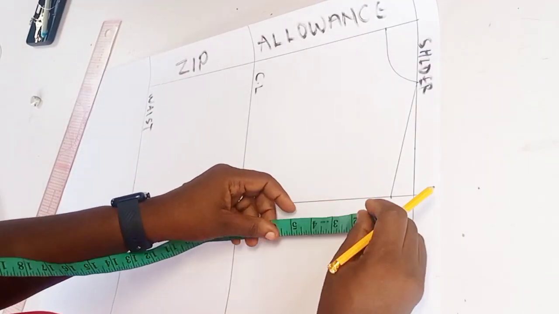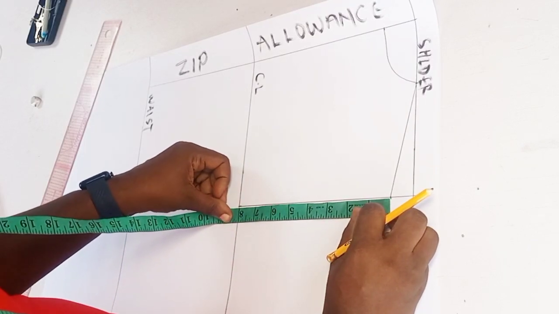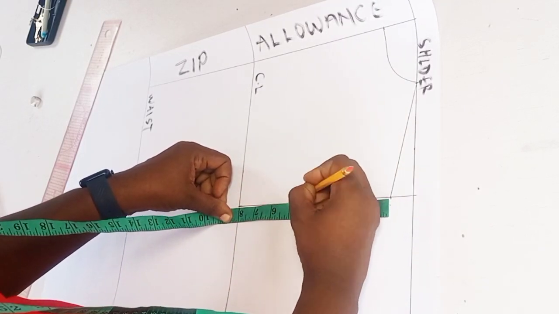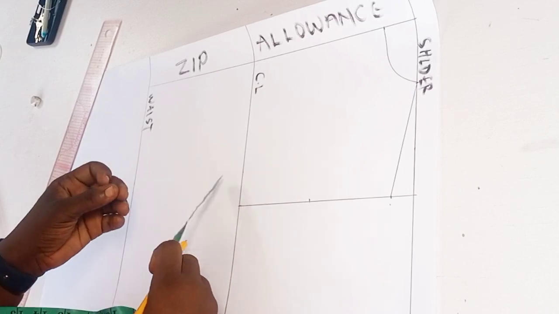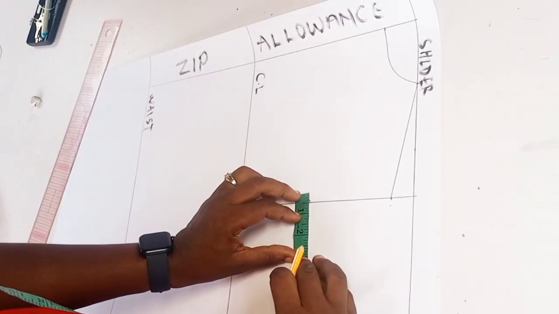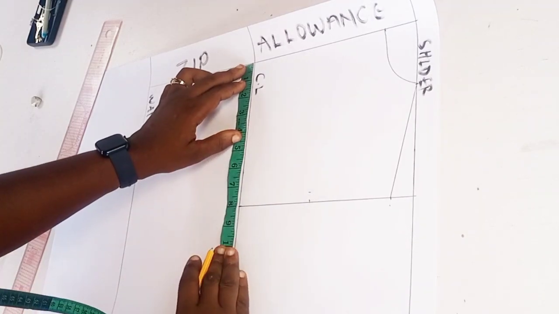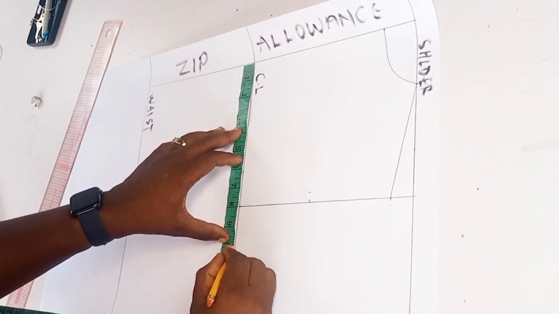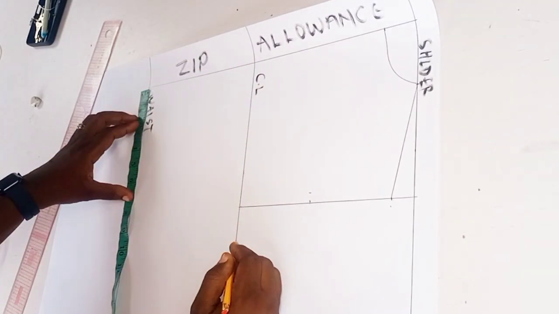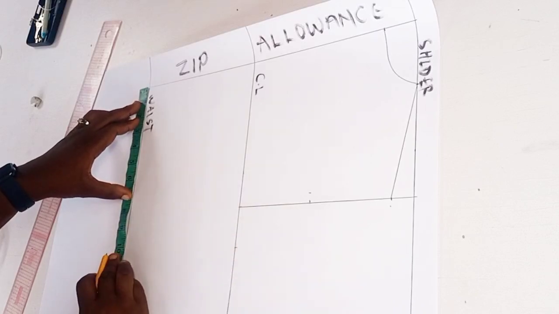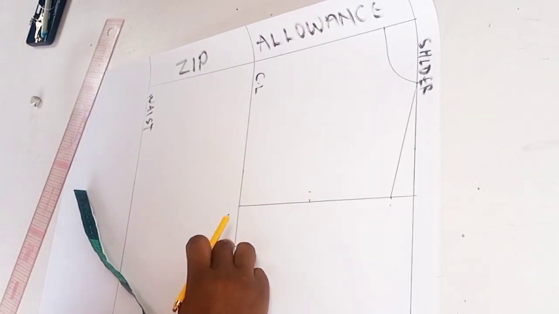From the shoulder slope, we are also going to get the midpoint of the line, and at the midpoint we'll go in by half an inch, just the same way we did for the front. So we go in by half an inch, and then on the chest line I'll take the bust measurement divided by 4, which is 10, and mark it. And then on the waistline I will take the waist measurement also.